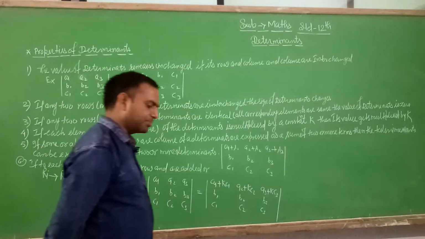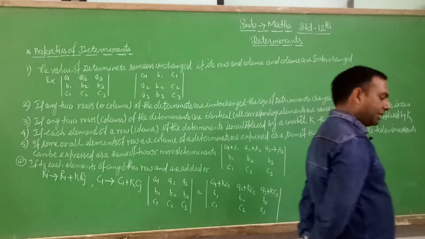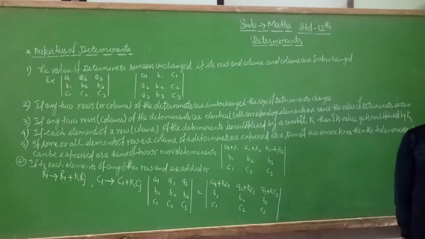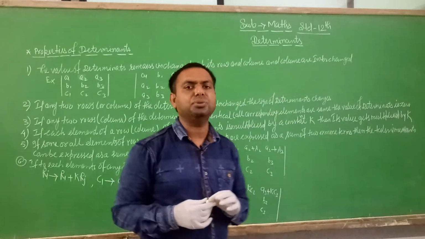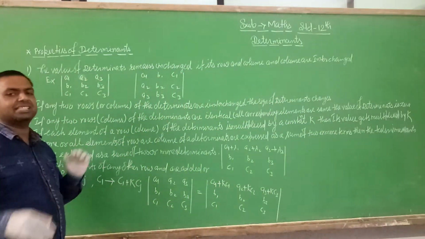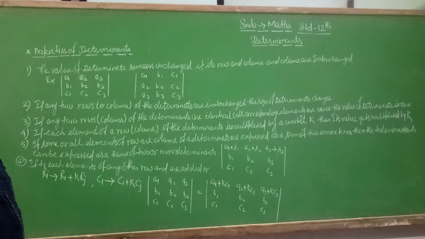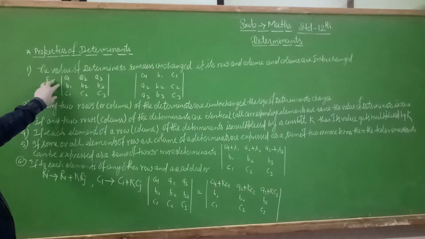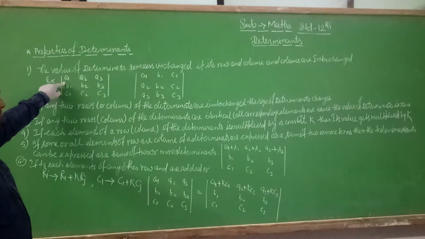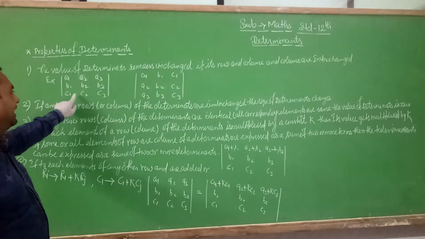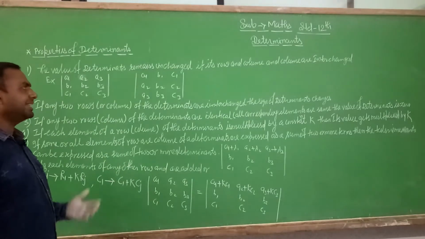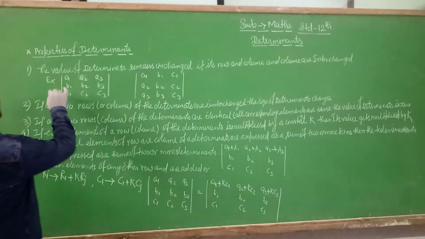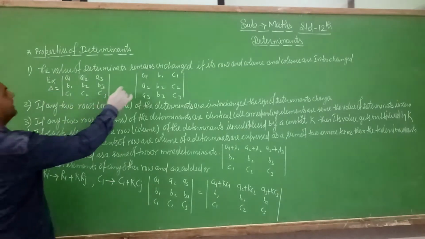All of you listen in a proper way. I repeat it again. If you have a determinant and you interchange rows into columns, there is no change in the value of that determinant. Here one determinant is given: the first row is A1, A2, A3, the second row is B1, B2, B3, and the third row is C1, C2, C3. The other determinant is delta 1.